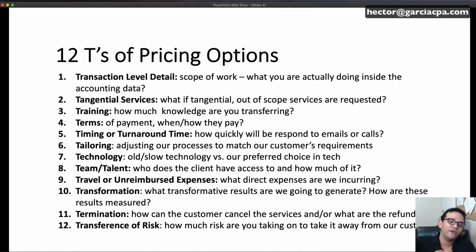Are we taking away risks? Are we taking the risk that if we screw up, we have to pay for our mistake, or if the client screws up, we have to pay for their mistakes?